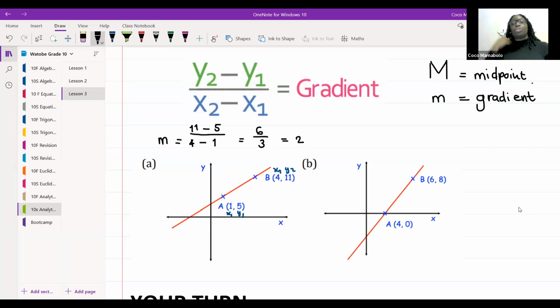Now, I want you to use this exact same idea that we just used to calculate the gradient of this part. Do question B for me. I'll even name them for you if you want: X1, Y1, X2, Y2. Pop your answer in the chat. I'll give you guys a few minutes. Esona's done, but you need to check your answer again. If you're done, pop your answer in the chat.